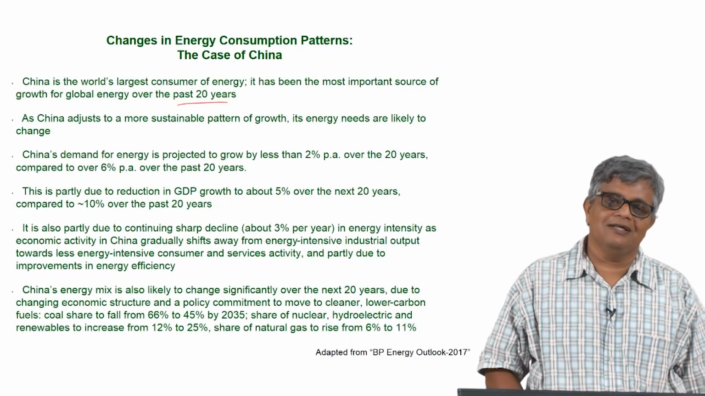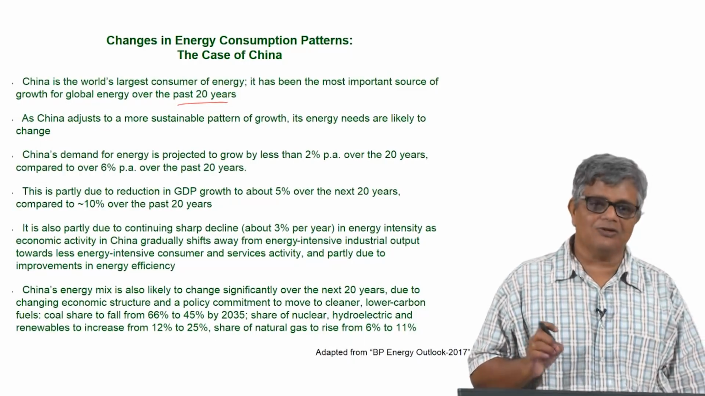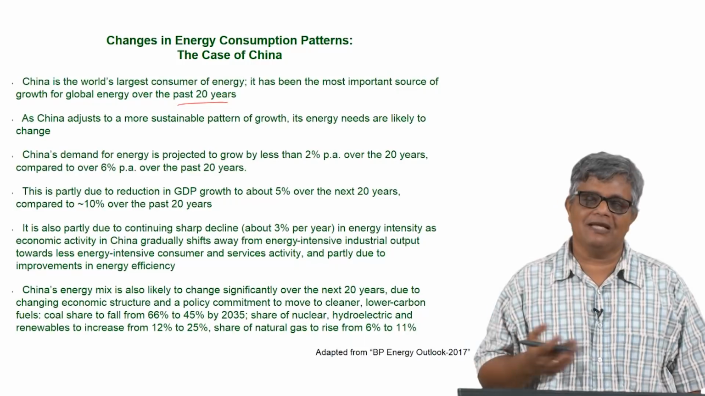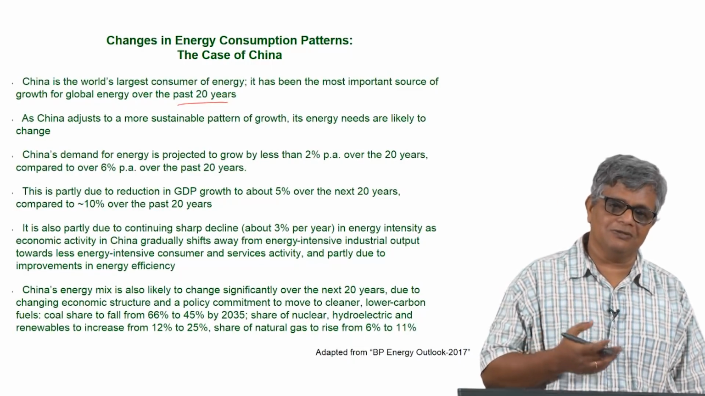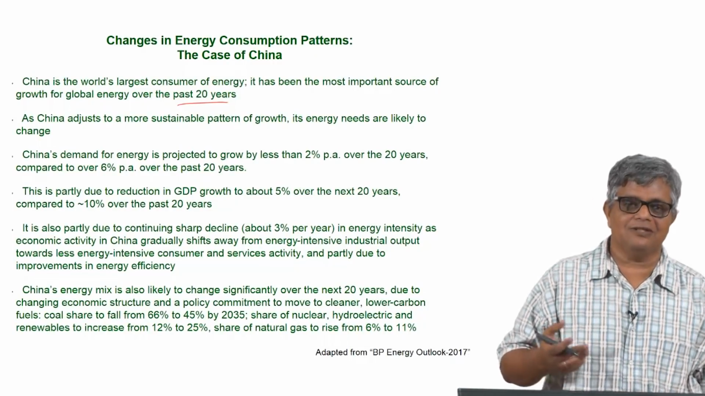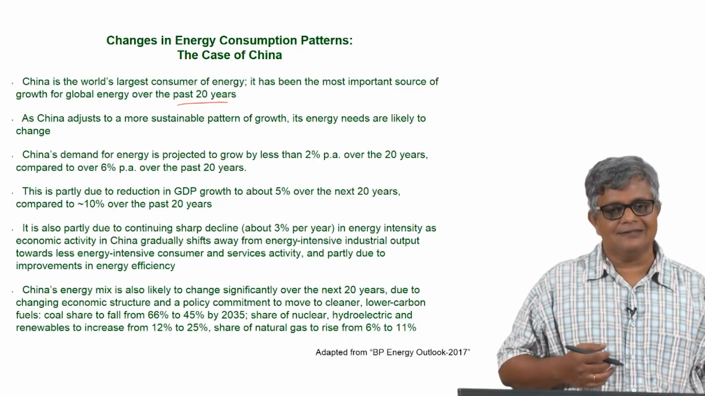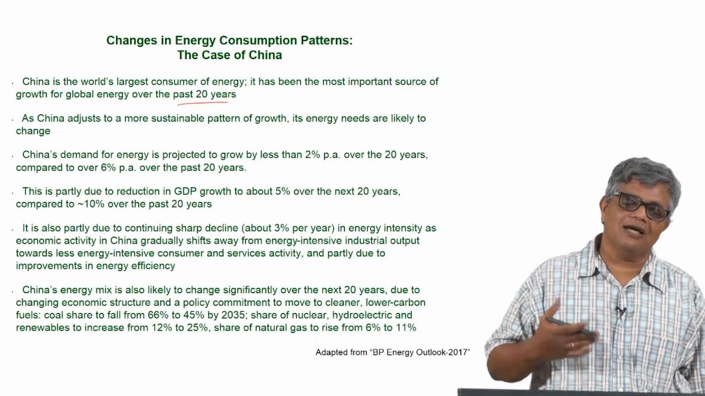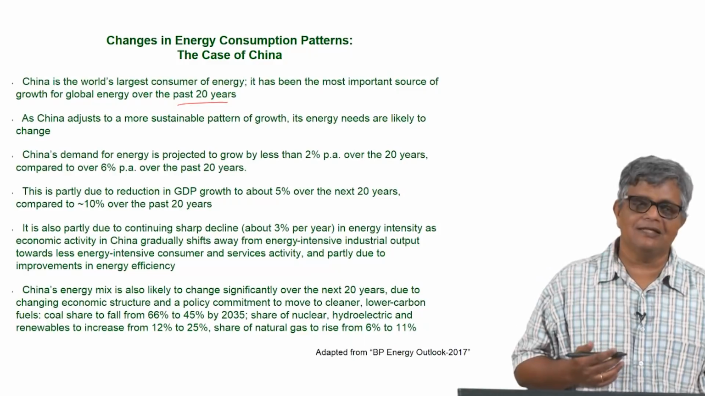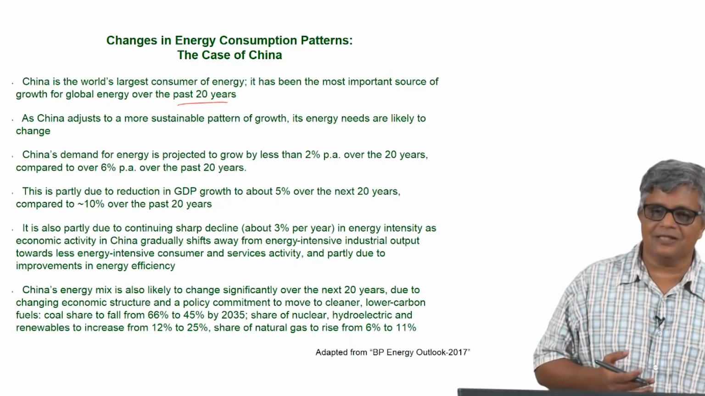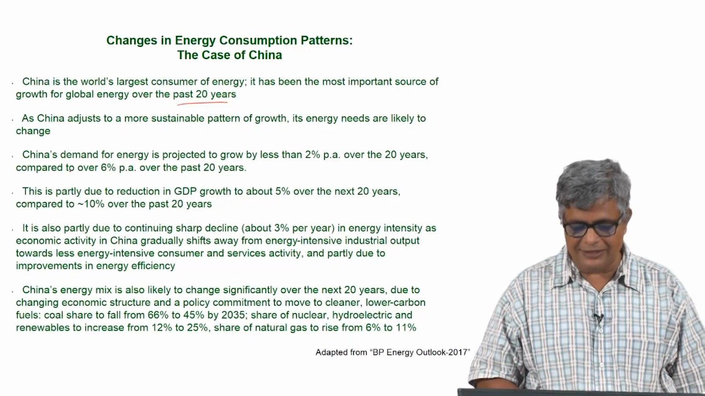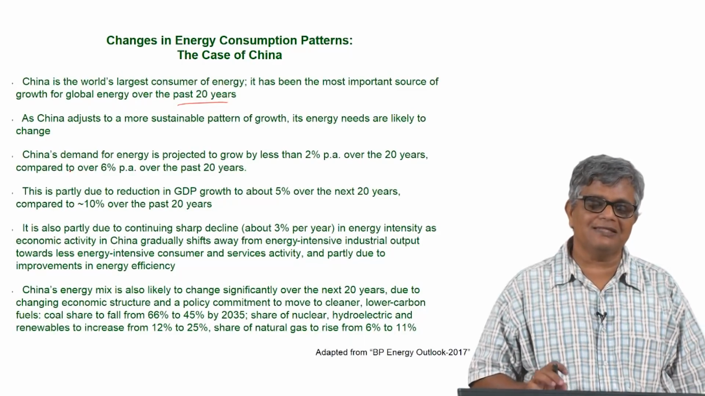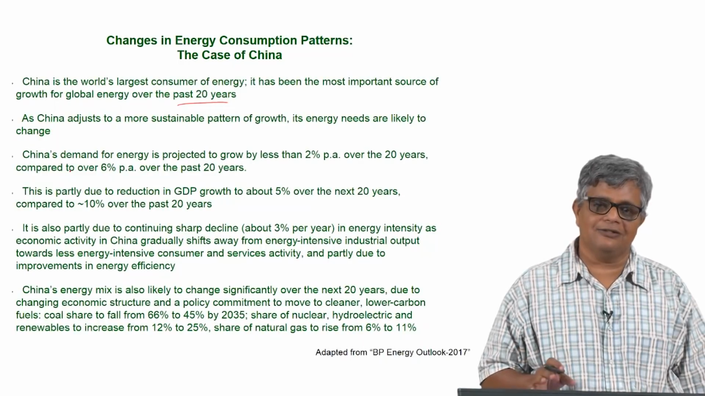We have mentioned that economic prosperity and energy consumption are strongly linked, and with economic prosperity the population patterns will change, which puts different kinds of demands on the use of energy, and that plays out in different ways. As economic prosperity increases, in the early days you can have double digit growth, but you cannot continue to have double digit growth for a very long period, because then you will be hitting limits coming from natural resources. In the case of China, the demand for energy is projected to grow by less than 2% per annum over the next 20 years, compared to over 6% per annum for the past 20 years.